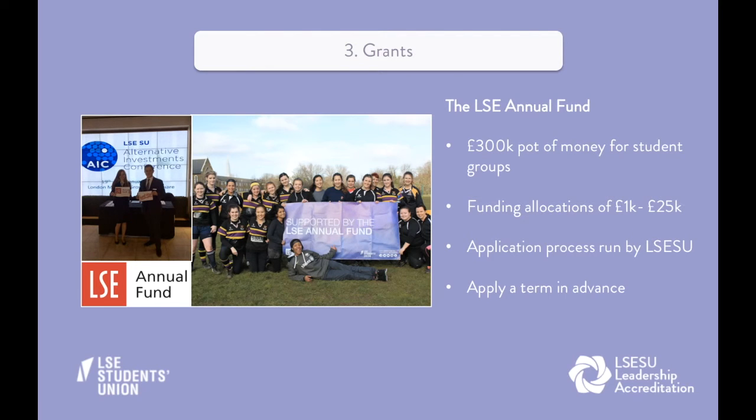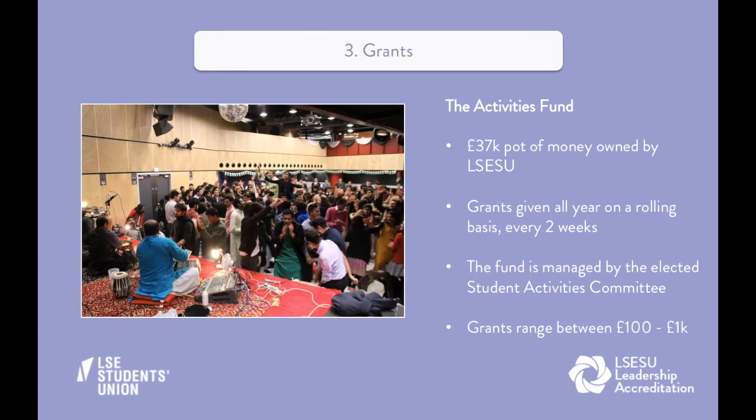Importantly, you need to apply a term in advance of when your project is taking place. So, for example, if your project is taking place next Michaelmas term, you would apply during the application window the previous Lent term. The Activities Fund is a pot of money of around £37,000 that's owned by the Students' Union. The application procedure for this is somewhat different to the Annual Fund, in that grants are given by the Activities Fund all year round. The fund is managed by an activities committee made up of elected students who meet every 2 weeks during term time, and grants are generally between £0 and £1,000.